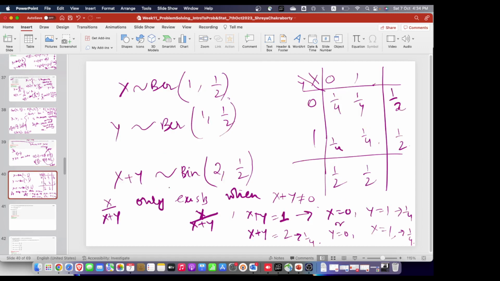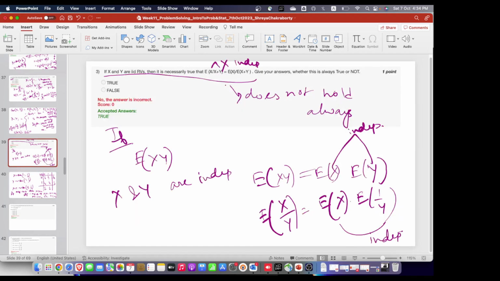Even if we do this sort of calculation, expectation of x into expectation of x plus y will not hold true. This is not necessarily true only because the numerator and denominator are not completely independent. If they were completely independent, then we could have said that, but since the denominator also contains a numerator term, we cannot say this holds true always.